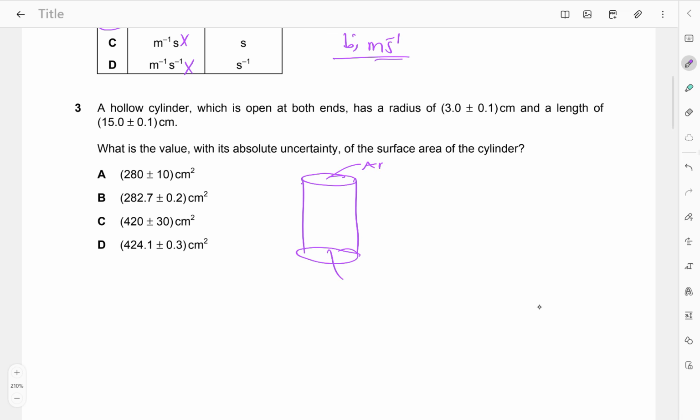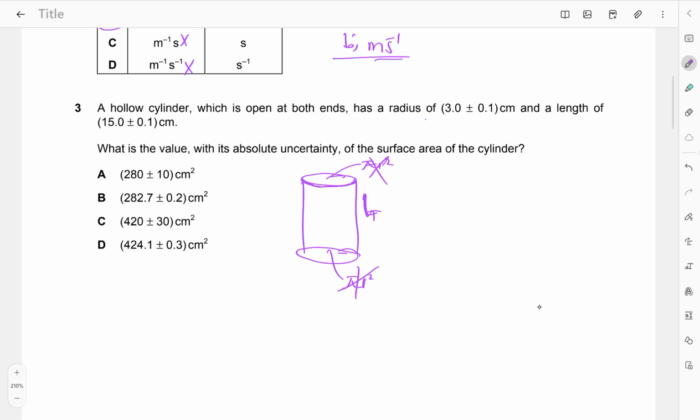The area here would be pi r squared. If it was closed, this would also be pi r squared, but since it is open, these surfaces are going to be ignored. It has a radius, so what we are going to consider is just the circumference of the cross-sectional area and this length here, or the height h, or the length, let me just call it L.